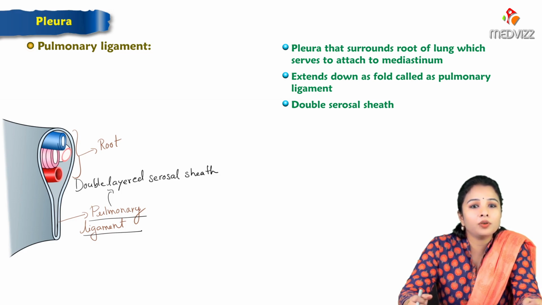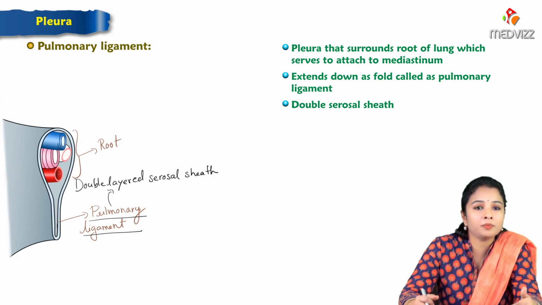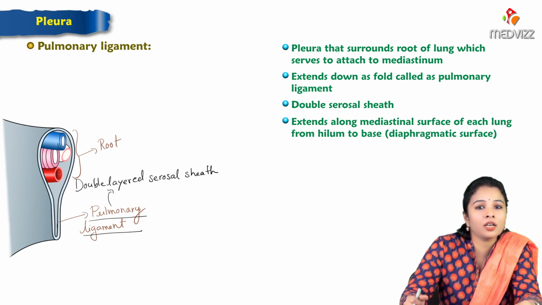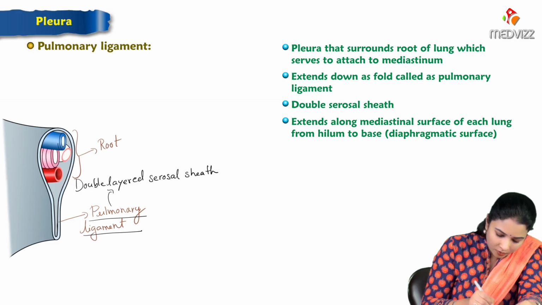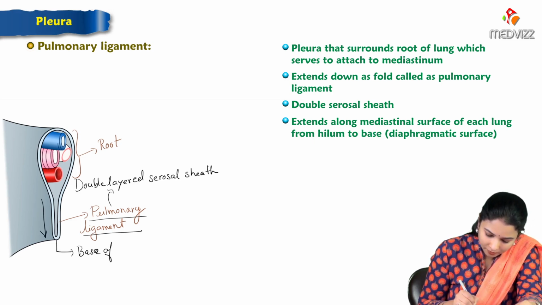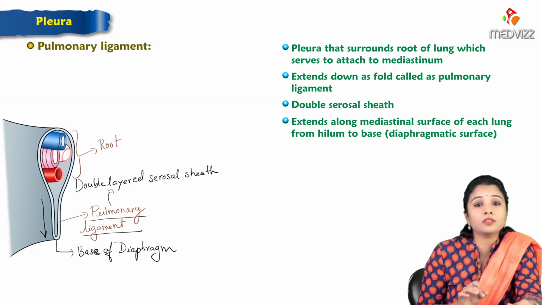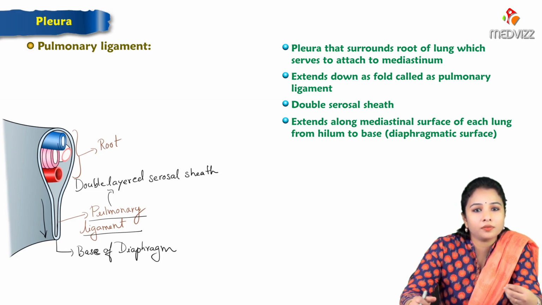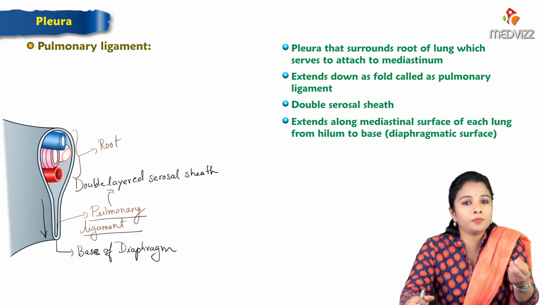So the parietal pleura forms the pulmonary ligament, a two-layered vertical fold of the mediastinal pleura which extends along the mediastinal surface of each lung from the hilum down to the base of the diaphragm. So it is like a vertical fold of mediastinal pleura.